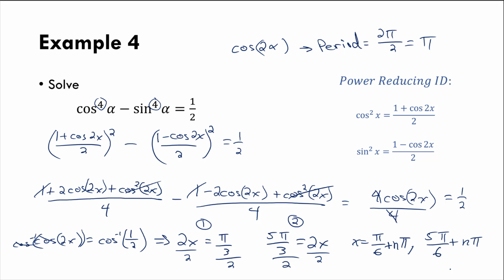As long as n is an integer, don't forget to specify that, then every time I hit pi, I'll be at a coterminal angle for both pi over 6 and 5 pi over 6, and that angle will again satisfy our equation. So that would be our full answer for this last example.